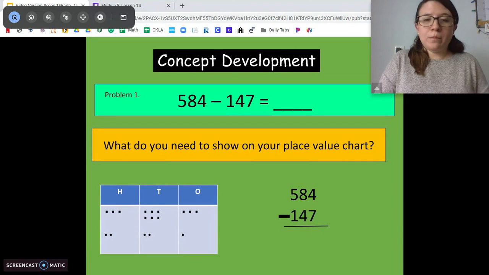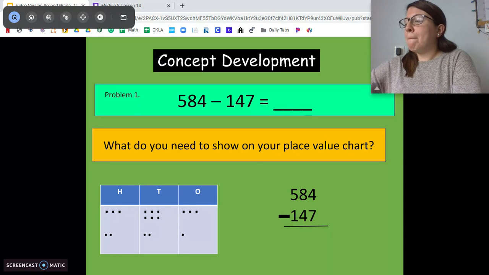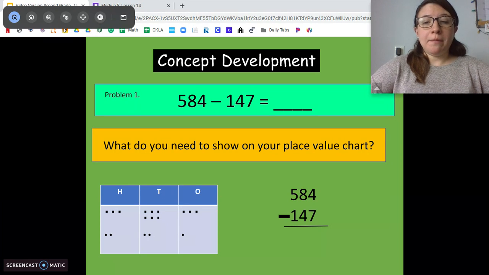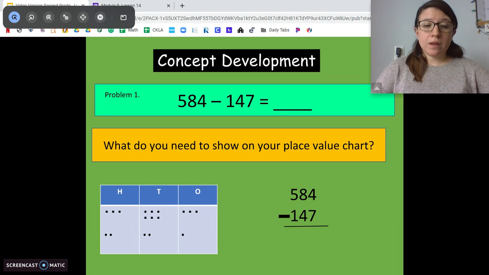All right, I'm going to skip this one for now because I want to get into our concept development. So make sure you have your paper and your pencil out for this one. We're going to go through this together so that I can show you how to check your work and add back in. And then I'm going to have you try it on your own. So our first problem is 584 minus 147.